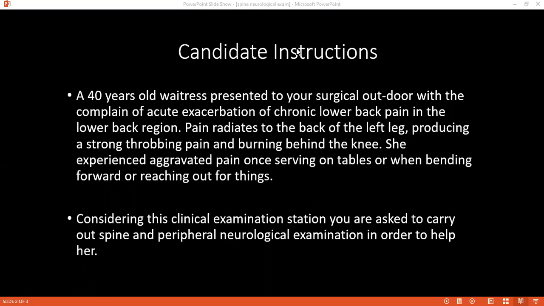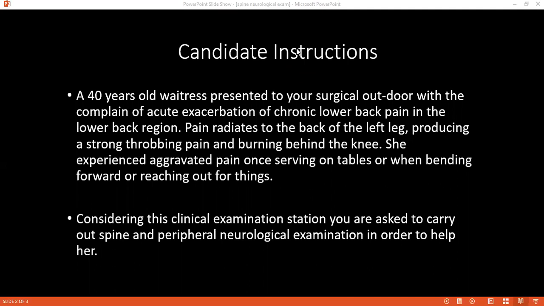Then I will do L3, which is extension of the knee. Then L4, which is dorsiflexion of the ankle. L5, that is EHL, great toe extension. And S1, that is plantar flexion. I will check the opposite side also.